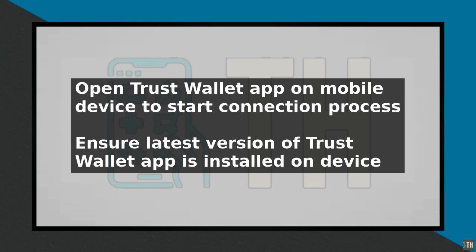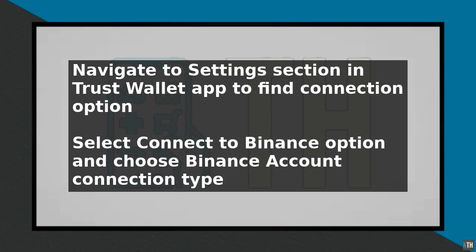First, ensure that you have the latest version of the Trust Wallet app installed on your device. If you do not have the app, you can download it from the App Store or Google Play Store. Once you have the app, open it and navigate to the Settings section, which is usually represented by a gear icon. In the Settings section, look for the option that says Connect to Binance and tap on it.